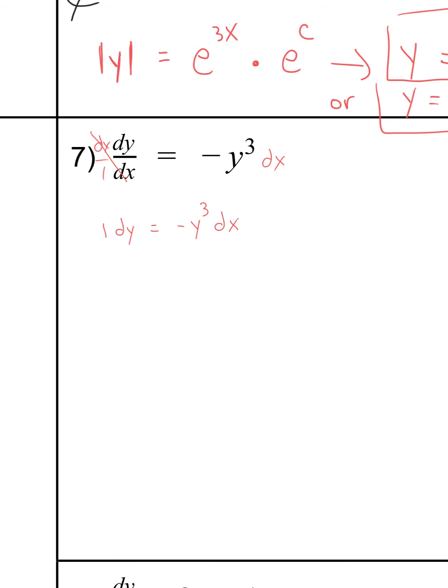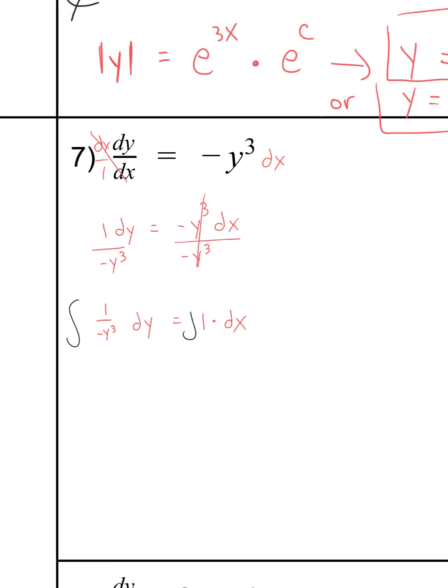Now I need to move this over here. So I'm going to divide both sides by negative y cubed. Negative y cubed is in the denominator. All right, on the left, I'm going to rewrite that as 1 over negative y to the third dy. Pull that out front. These cancel. On the right, I simply have 1 times dx. There's still a 1 here. It doesn't cancel out. Okay, now we're ready to integrate both sides.